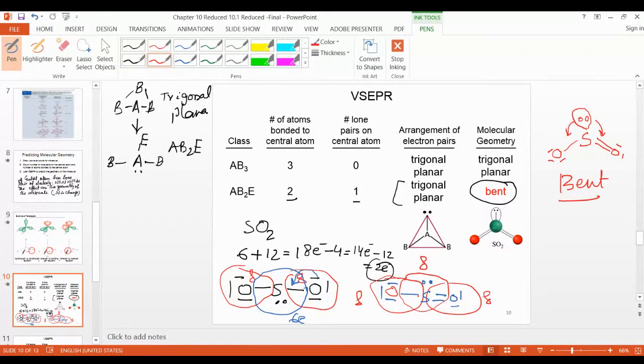Anything now you want to ask, please? How do we determine the geometry of the molecule if lone pair electrons are present on the central atom? What is the reason why it is bent? What is the reason? Because there are 2 electrons in the center and there.